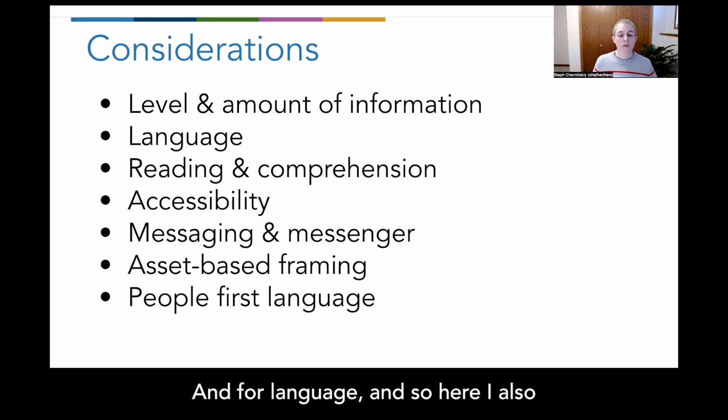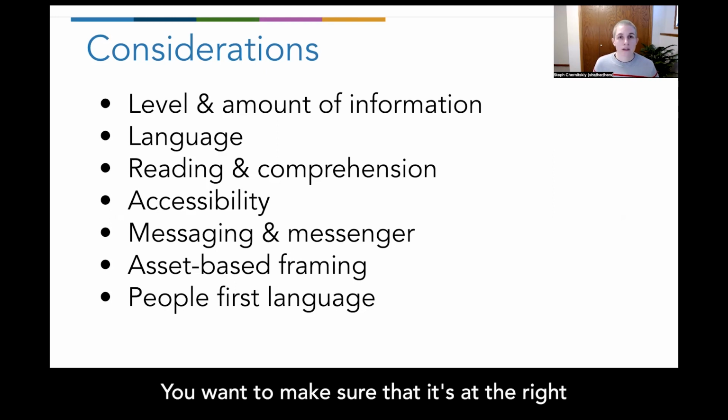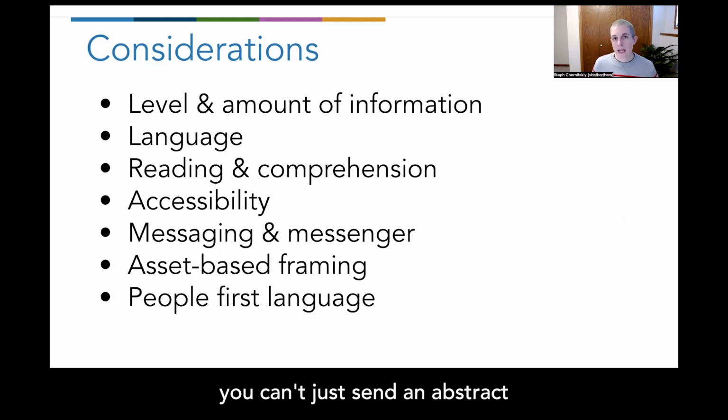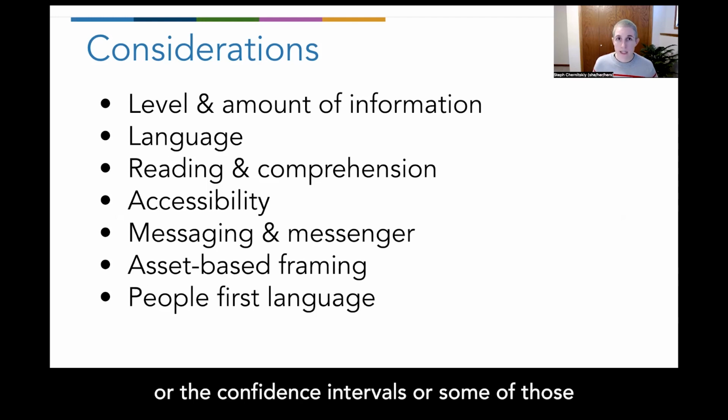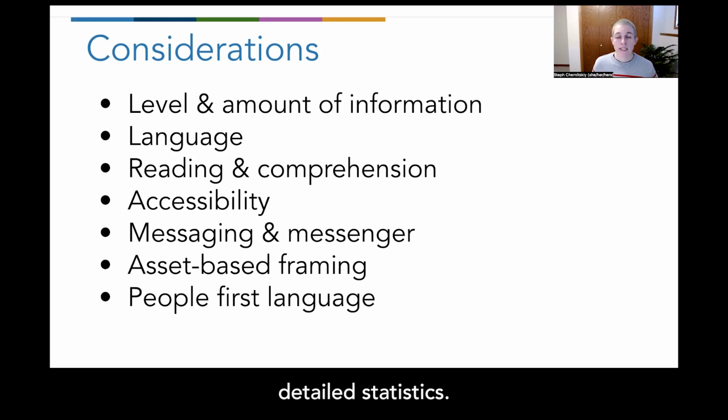And for language, so here I also mentioned in the previous slide, you may want to consider translations. It really depends on the audiences and the communities. But you want to make sure that it's accessible to folks. So you want to make sure that it's in a language that they can read and understand. You also, in terms of language, want to make sure that you are not using jargon, that you're using words that people are going to understand. You want to make sure that it's at the right reading and comprehension level. So you can't just send an abstract to a lot of people because they may not understand the terminology there or the confidence intervals or some of those detailed statistics.